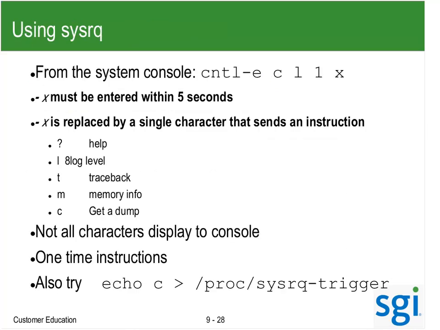So this was the messy part now, being able to get a sysrq request. So control ECL1, whatever the command is. It says within 5 seconds, but really for me it seems more like a second. And L8 will change your log level, T will get a traceback, M will get the mem info, C will get a dump. And the other way of triggering it, like echoing a C in there, will create a crash. Or echoing a T would get a traceback.